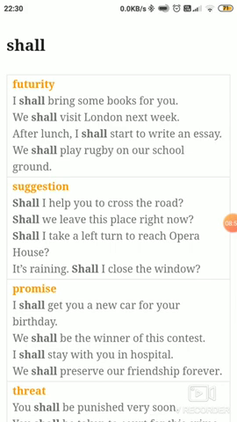Suggestion. Shall I help you to cross the road? Shall we leave this place right now? Shall I take a left turn to reach Opera House? It's raining. Shall I close the window?